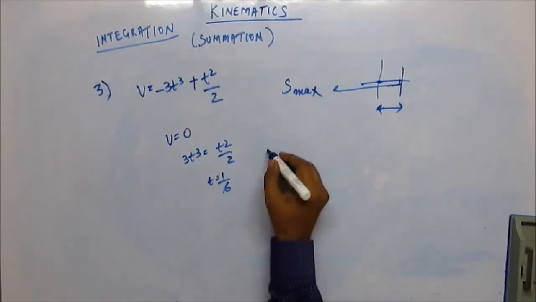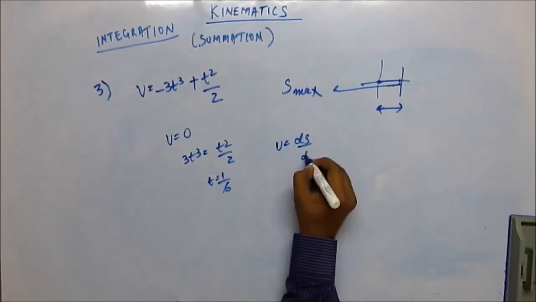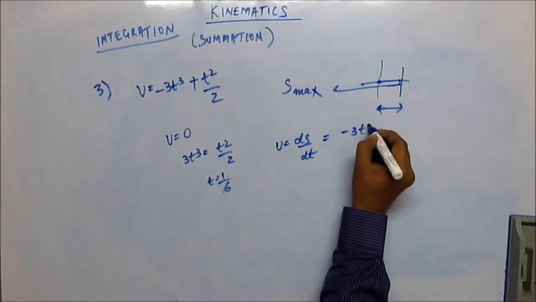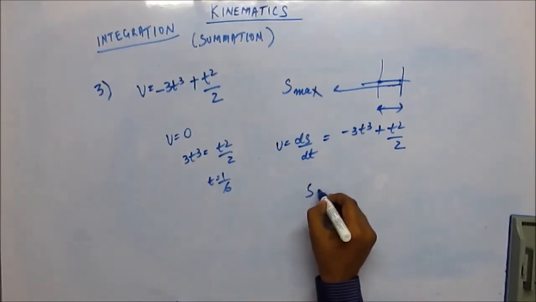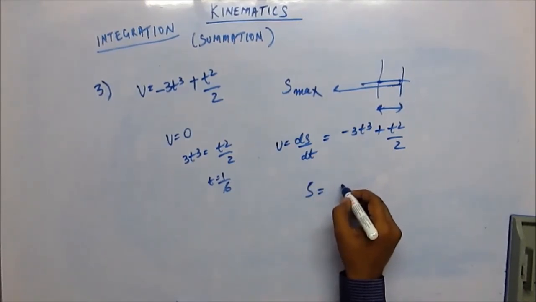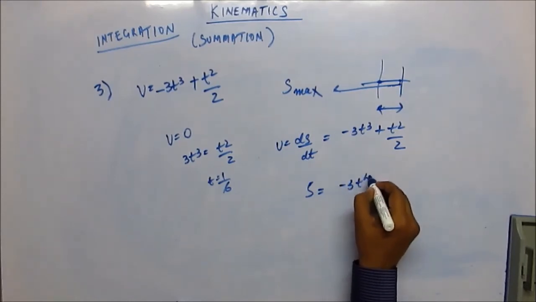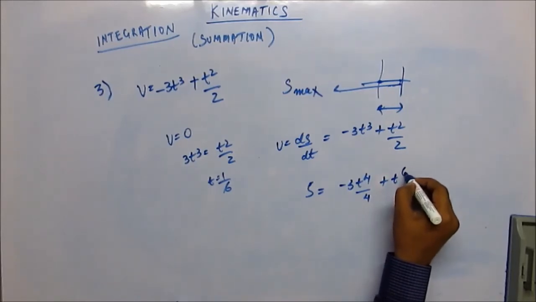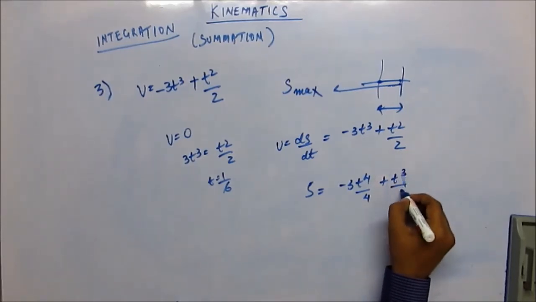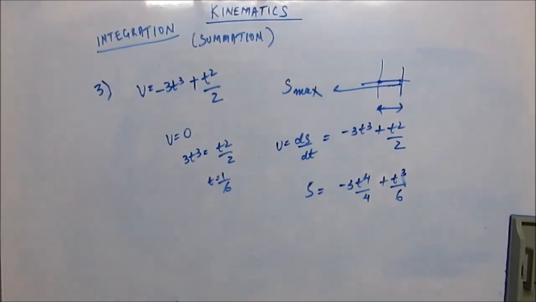That's it. V is ds by dt, and V is given as minus 3t cube plus t square by 2. So displacement, I'm doing it straight away, just integrate this, would be minus 3t to the power 4 by 4 plus t cube by 6. Okay, this is the expression of displacement, and what you have to do is just put t is equal to 1 by 6 and get the maximum displacement. So this is trivial, I'm leaving it for you.